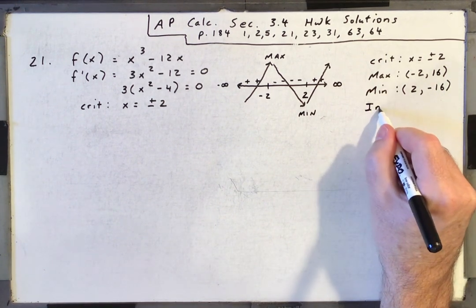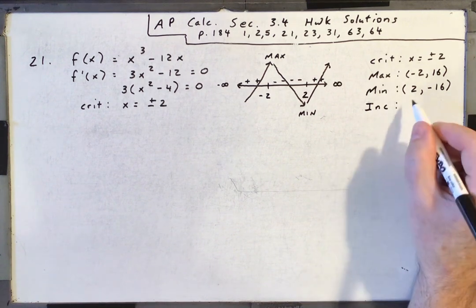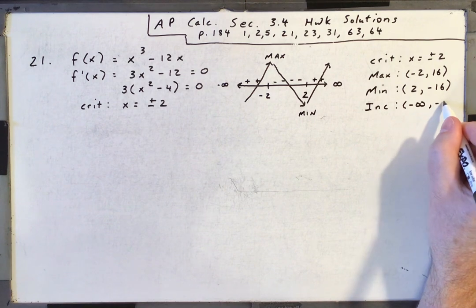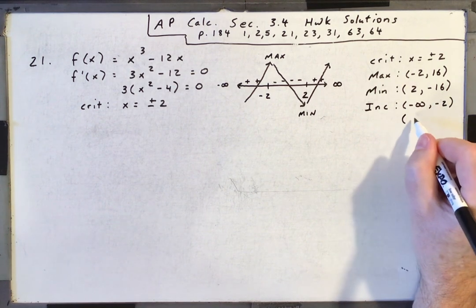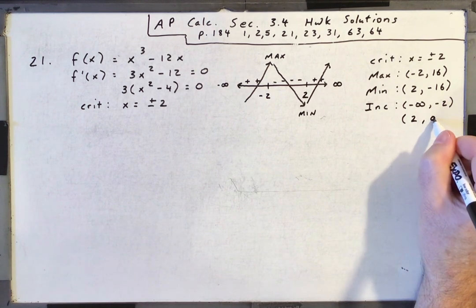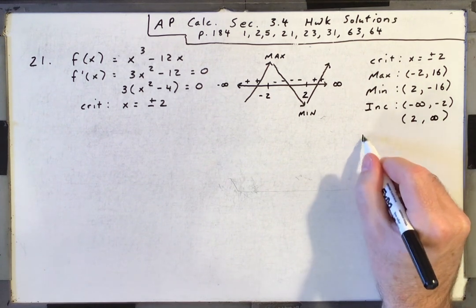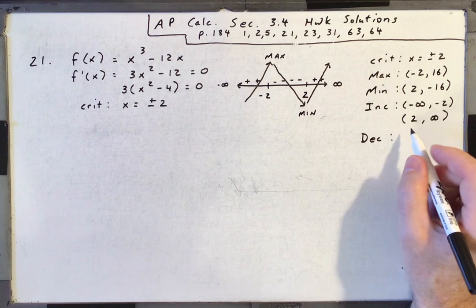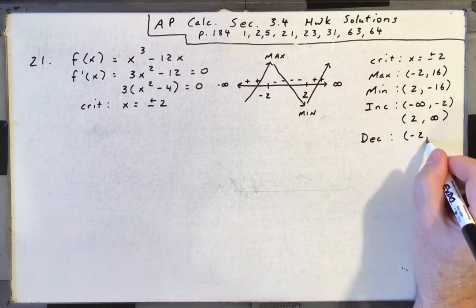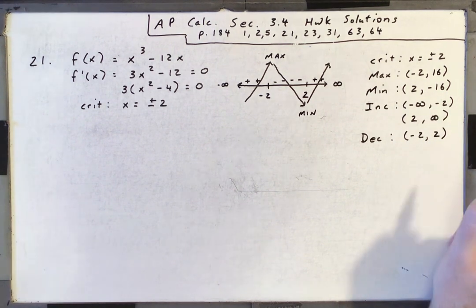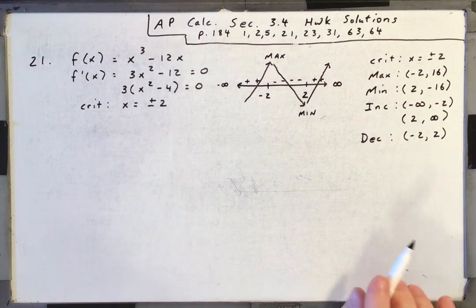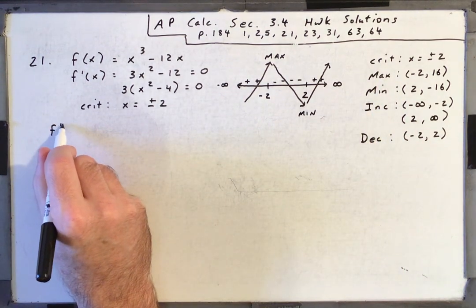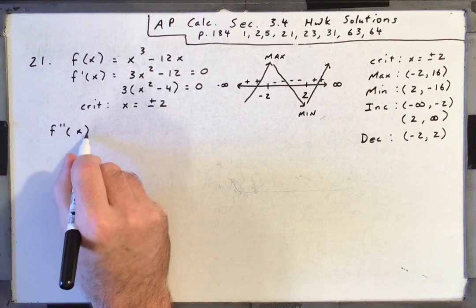We are increasing from negative infinity to negative 2, and from 2 to infinity. We are decreasing from negative 2 to 2. All right, so we've knocked out more than half of the problem here. Now let's do the second derivative test. F double prime of x.